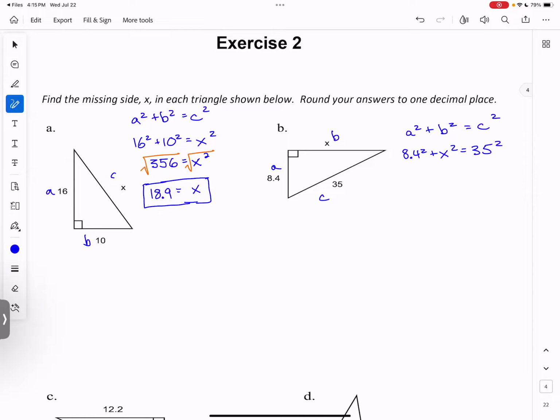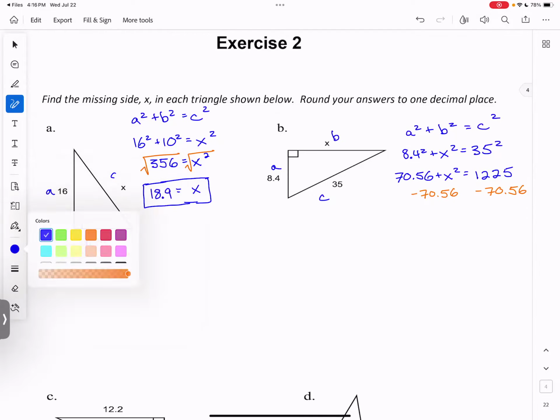So I'm going to subtract, I mean, you could calculate out 8.4 squared first. Maybe, should we do that? Let's do that. So 8.4 squared gives me 70.56. And 35 squared gives me 1,225. So I'm trying to isolate my x. So I'm going to subtract 70.56 from both sides, or 70 and 56 hundredths, as I should say.